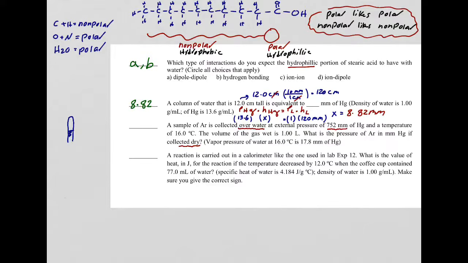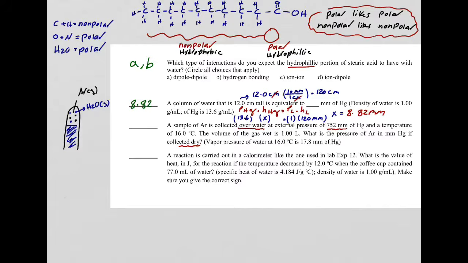I don't really like this picture because it's too small. You're not going to be able to see. Let me make this a little bit bigger. So if you remember, you had water here, and then over time, you were producing gases. These are gases. In this case, they're argon gas. But as you are collecting gases over water, you also form some water vapor. So not only do you have the argon gas here, but you also have some H2O gas.